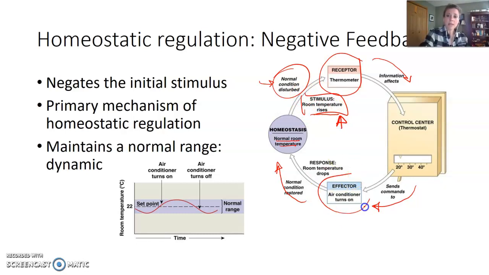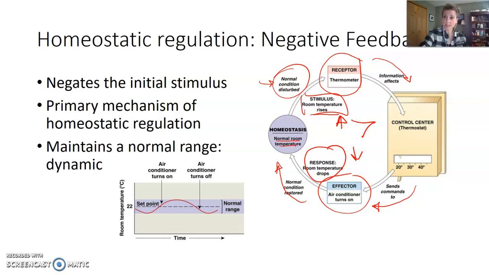temperature, but when the air conditioner turned on, when the effector got going, it dropped the room temperature. Notice that these two arrows are opposite. That's why this is called a negative feedback loop.